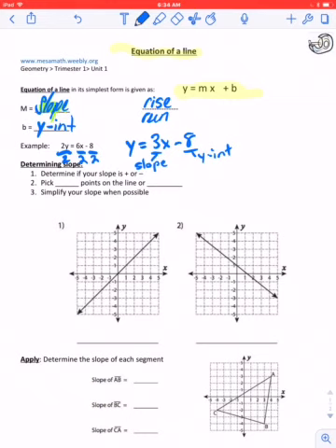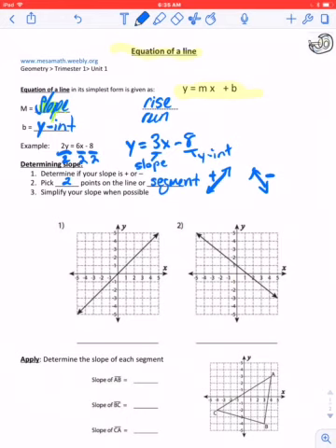So the next section we're going to look at determining slope, which you're going to apply tomorrow. Now the first thing you always want to do is determine if your slope is positive or negative. Now, this always is determined by if your slope is going uphill from left to right. Okay, so if we come from left to right on our number plane and it goes up, that's a positive slope. One that's going down from left to right is a negative slope. Alright, so then what we're going to do is pick 2 points on the line or segment and simplify our slope when possible.